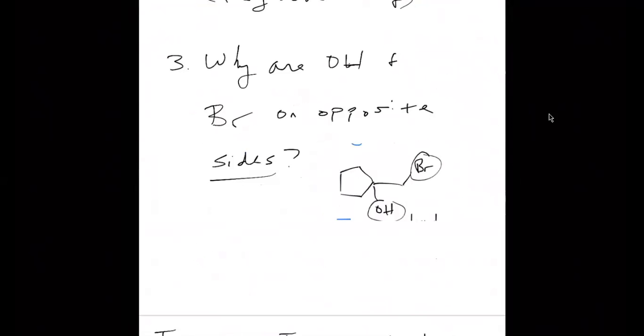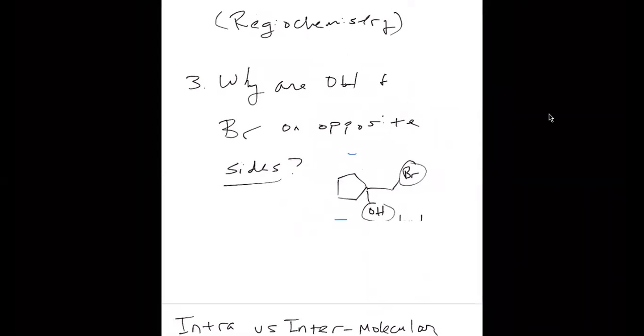What do you think? Somebody who logged in on Monday, you can chime in. Is it that they won't touch? Yes, that's exactly right. What do we call it when they touch? What's the problem with them touching? What's the term I gave y'all for that on Monday? Steric interference. Good. So if the OH and Br were on the same side, let me show you what that would look like.